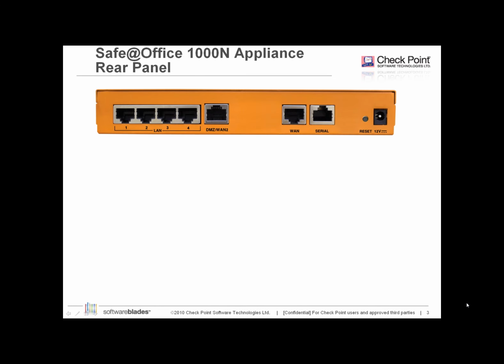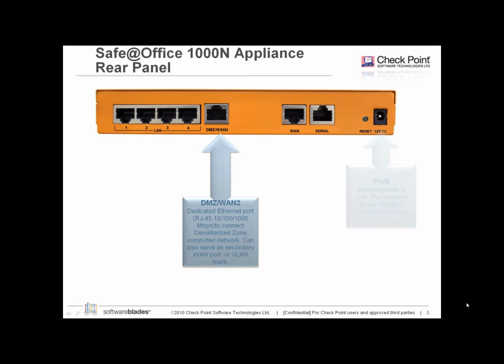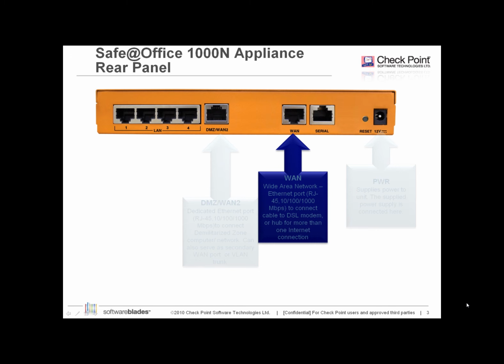Here we can see the SafeIt Office 1000N appliance rear panel, and on the right we can see the power inlet cord. It accepts a 12-volt DC power supply. We can see the DMZ or WAN 2 port, which, by a simple choice, can be either a secondary internet connection, a DMZ port, or a VLAN trunk for extending the VLAN capabilities of the appliance. Here we can see the WAN port.